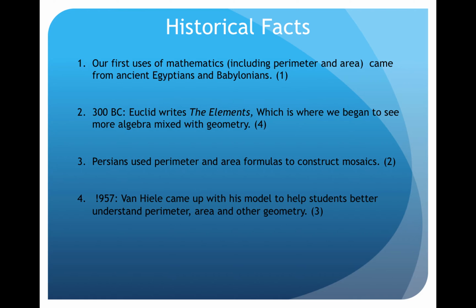In 1957, Van Hiele came up with his model to help students better understand perimeter, area, and other geometry. Now this is crucial because it gives the generations of now and future generations the advancements we need to proceed with the teaching of geometry for everyone in the world and everyone to come in the world.